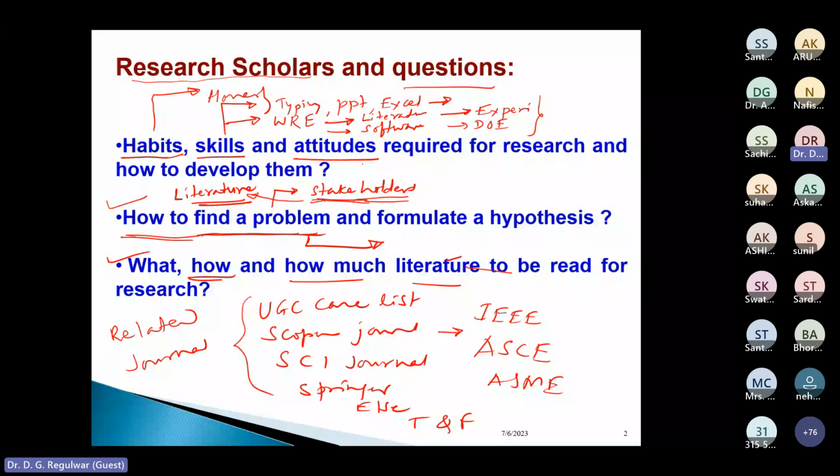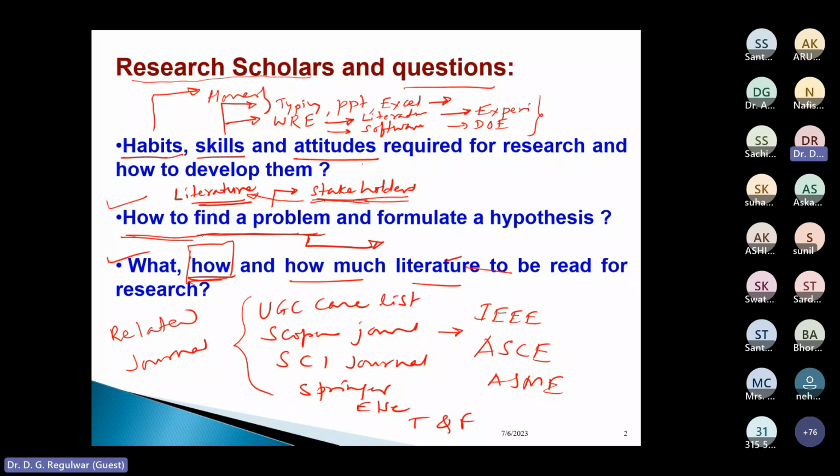So reading is very important. So how much reading? There is no specific time. You may understand some papers in 1 day, some papers in 1 week, or some papers in 2 weeks, or we may even not understand them. So that is the question of the research scholar: how to read. So please read in such a way that you understand it.